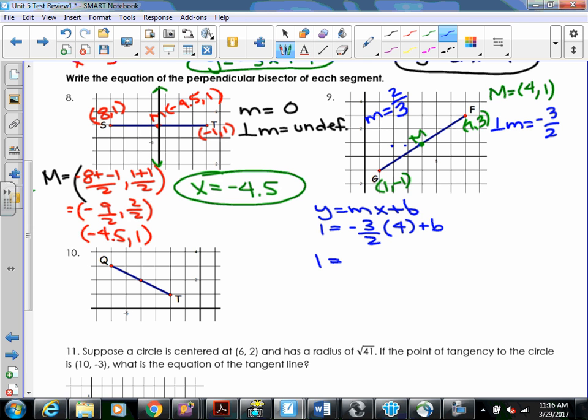Now we're going to multiply here. What is negative 3 times 4? Negative 12. And what is negative 12 divided by 2? Negative 6. Okay, so we're doing the multiplication part one more time. Negative 3 times 4 is negative 12. And then negative 12 divided by 2 equals negative 6, right here.